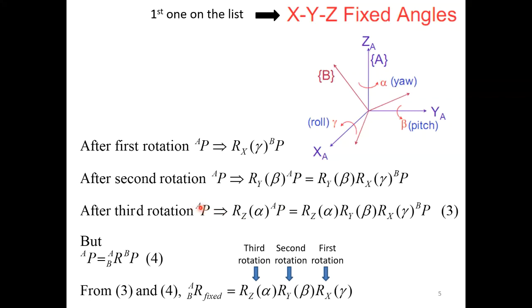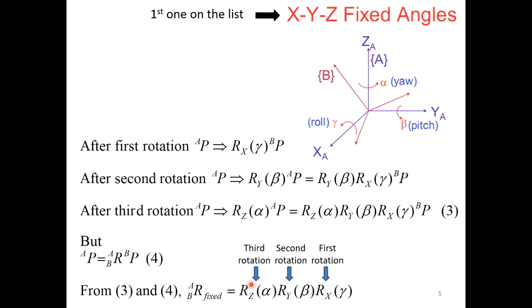Now, what you have on the left-hand side is AP. What you have on the right-hand side extreme end is BP. And in between, we have the rotation matrix of B with respect to A. Now, if you look at that one, it is Rz alpha, Ry beta, Rx gamma. There you can see the first rotation over here, second rotation over here, third rotation over here. On the left is the last rotation. On the right is the first rotation.